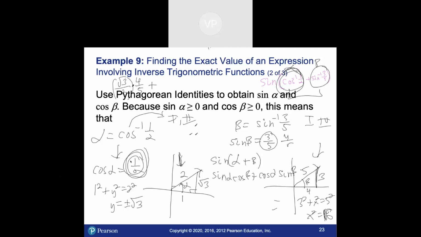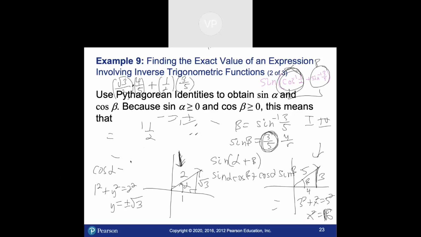Now we look at the cosine of alpha. Well, guess what? We were already given the cosine of alpha. It's 1/2. Or look at the triangle. You can see the 1/2 right there. Last is the sine of beta. Again, we were already given the sine of beta. Or look at the triangle. You get the 3/5.